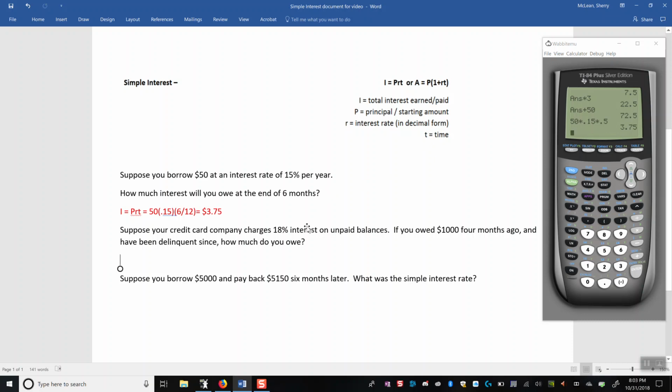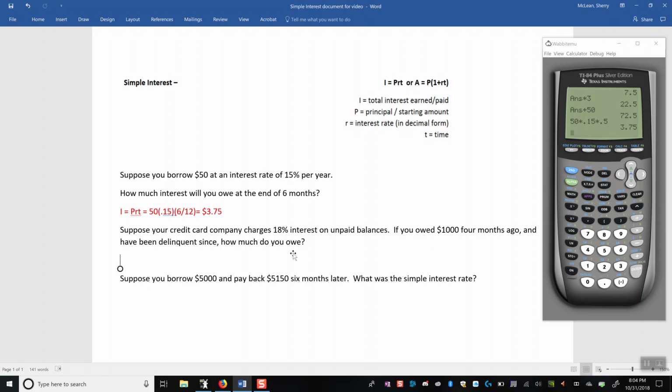Sometimes they're not always going to be asking you for the interest or that final amount, but we can use these formulas to solve for any of the missing variables as long as we have all the other pieces of information. So for example, in this next one here, suppose your credit card company charges 18% interest on unpaid balances. If you owed $1,000 4 months ago and have been delinquent since, how much do you owe?